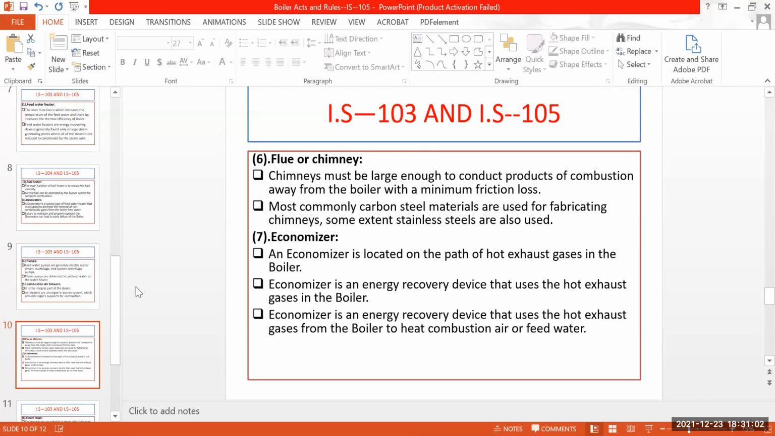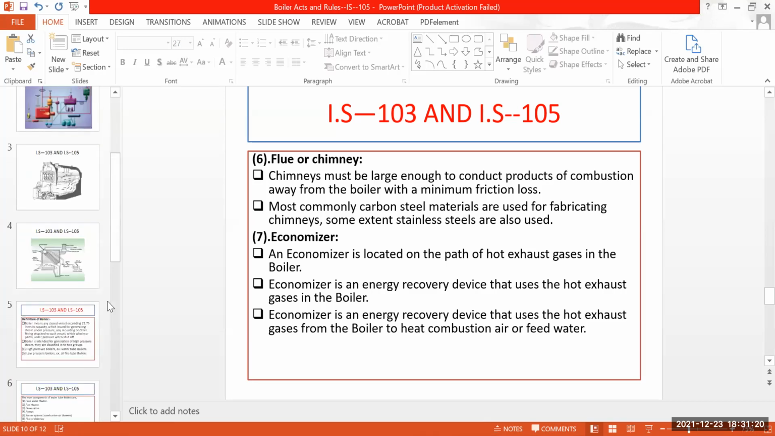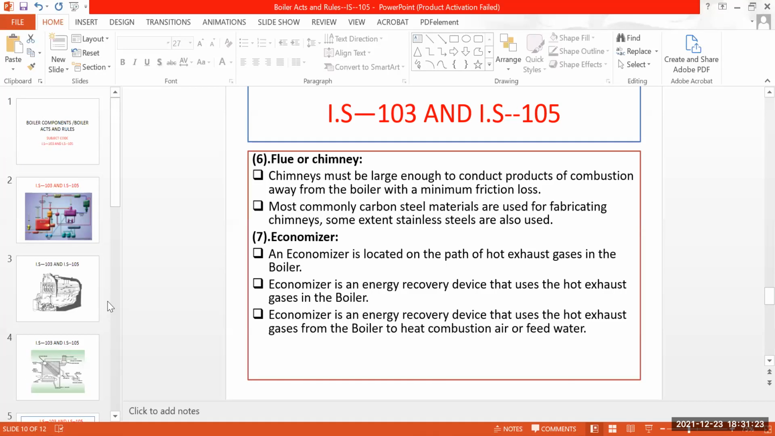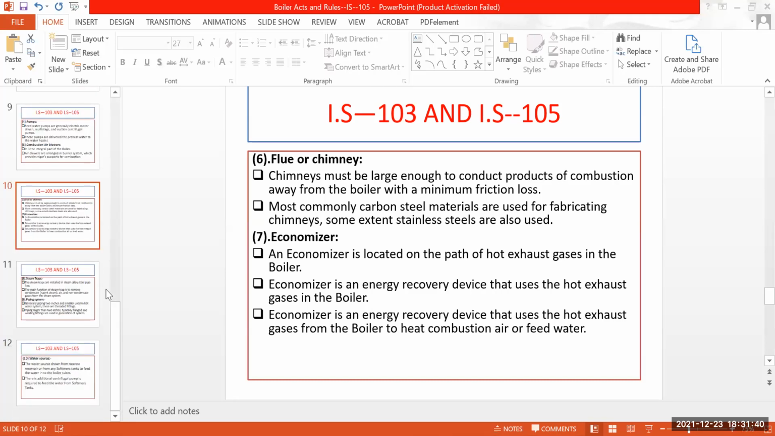It is located on the path of hot exhaust gases in the boiler. And might be you people will be confused or bored, because without having a proper picture of this one, it will be tough to understand, right? Okay, no one is answering. Let me complete this one. Might be the topic, and I'll tell you.